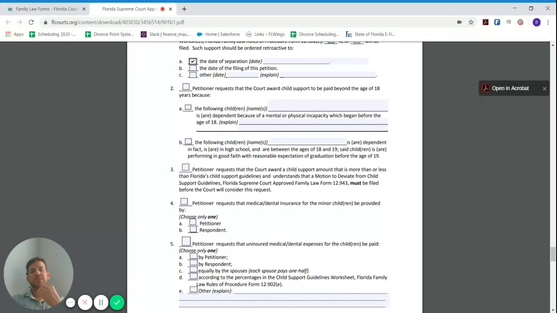Now, there are certain circumstances where child support may be legally supported past the age of 18. It's pretty seldom, but there are children who have mental or physical incapacity which began before 18, which is going to give the court the ability to grant child support beyond the normal age of 18. And you're going to go ahead and put in why you think it's appropriate and what the mental or physical incapacity is.